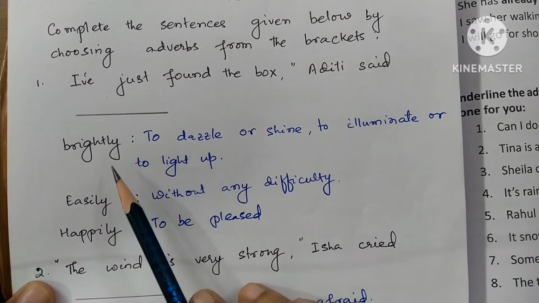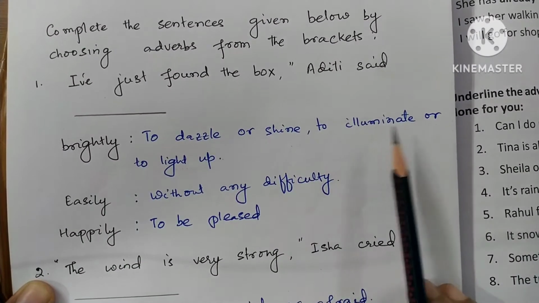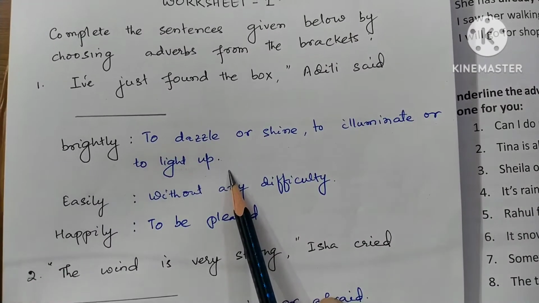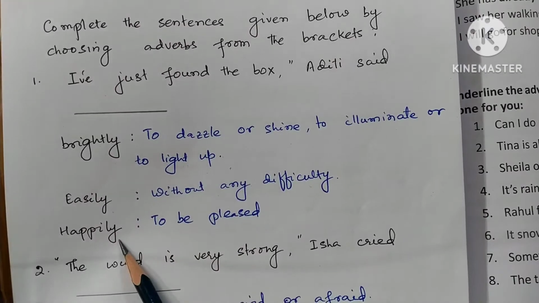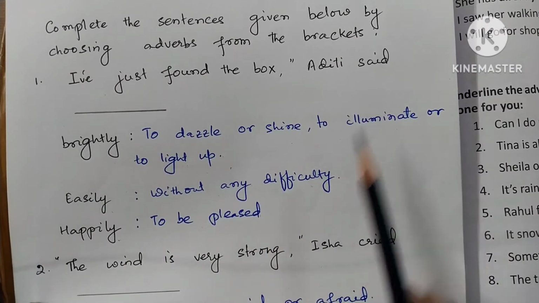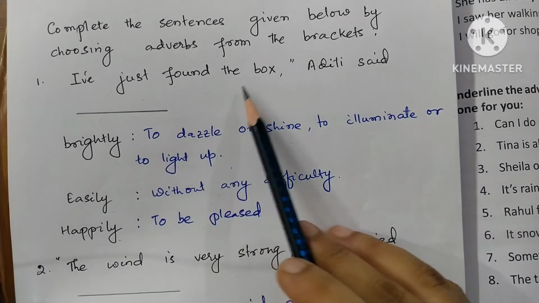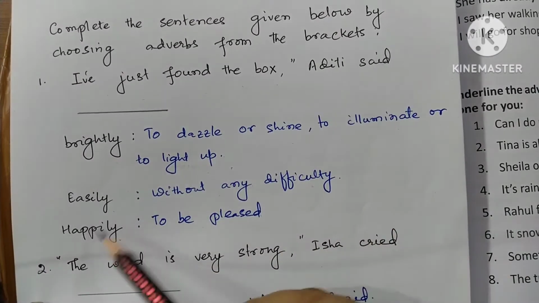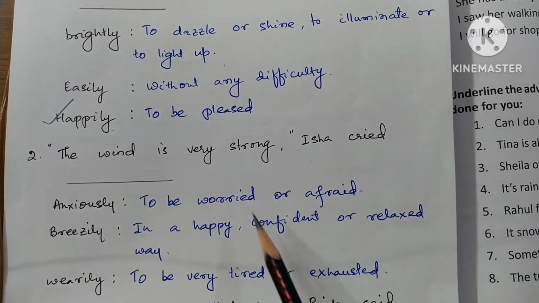Now, I've just found the box. Aditi said brightly. Brightly means to dazzle or shine or to illuminate or to light up. Easily means without any difficulty. Happily means to be pleased. So what could Aditi be? She could be happy. I've just found the box, Aditi said happily.